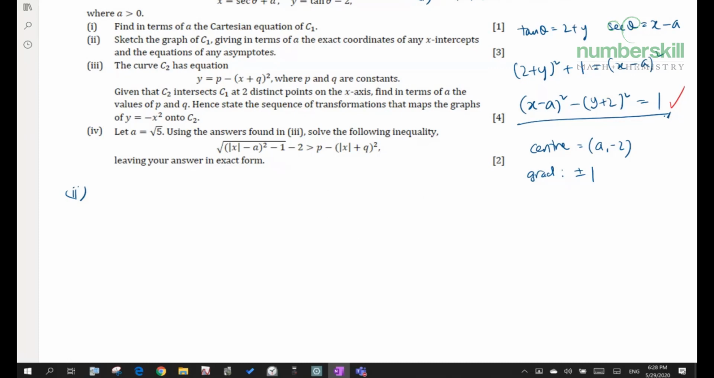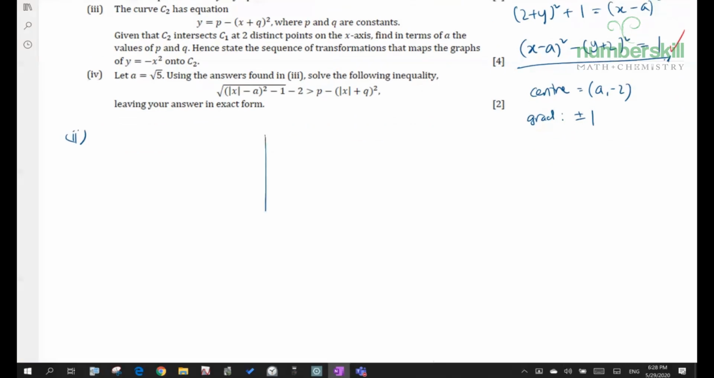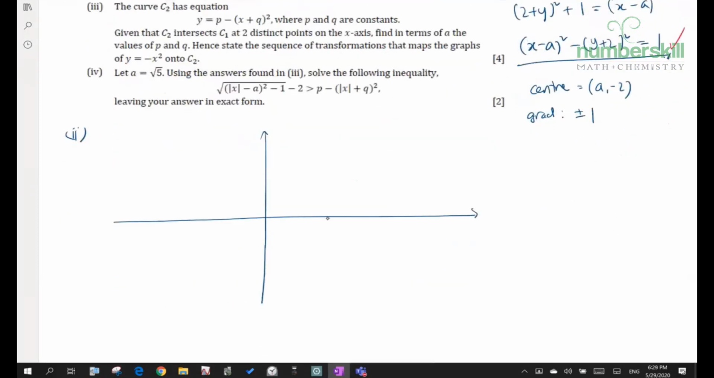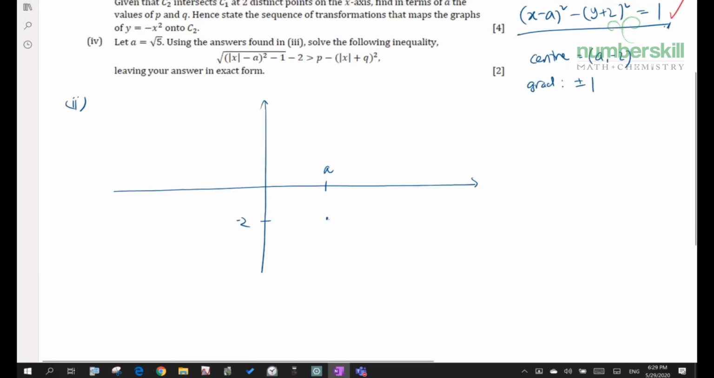So can we start drawing already? Can. Let's try. Let me just scroll it up a little bit. Here we go. 3 marks for drawing this, guys. So what do we know about A? A is positive, am I right? Yes. A, let's plant it here. Minus 2, let's plant it here. This is where the crisscross will happen. Now the gradient of the asymptote is here.